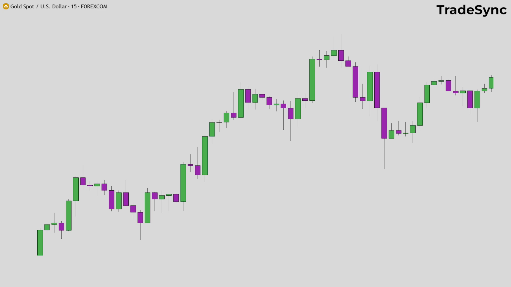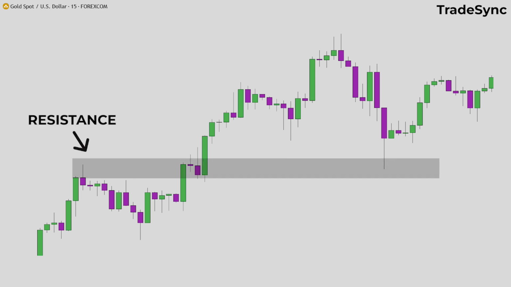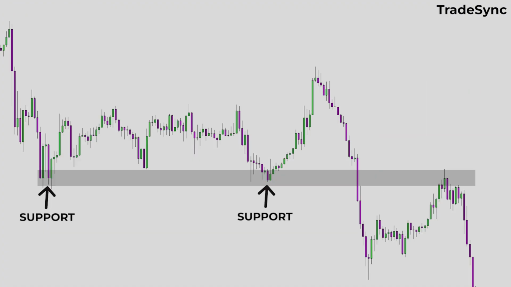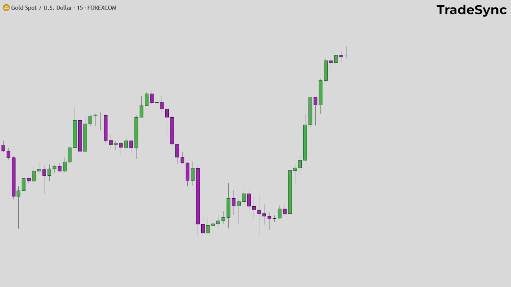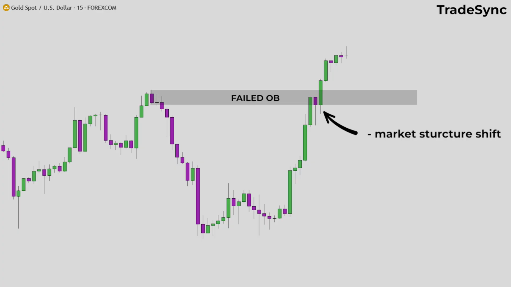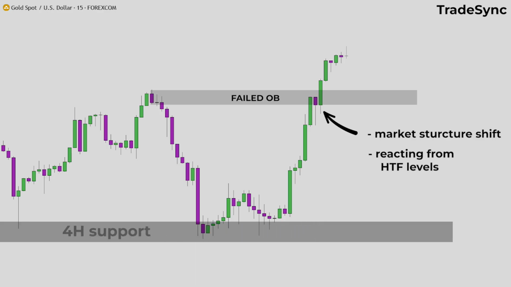We know that when price breaks above a resistance level, that level often turns into support. And when price breaks below a support level, it can turn into resistance when price comes back to it. The same thing can happen with order blocks. Sometimes an order block, whether it's supply or demand, fails to hold. That can happen for a few reasons. The market might be shifting direction, reacting to higher time frame levels, or simply no longer respecting that zone.